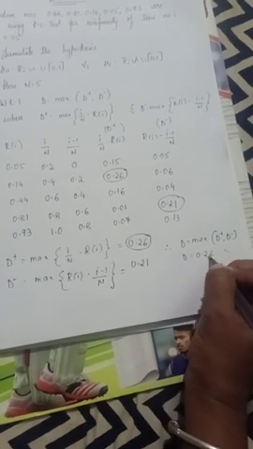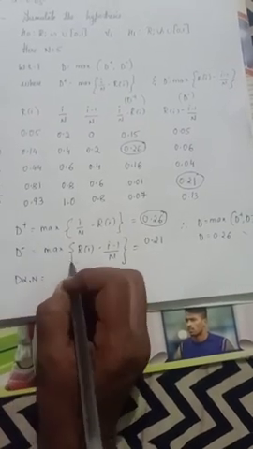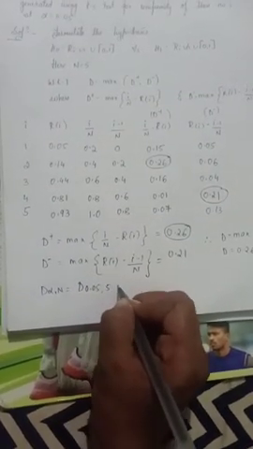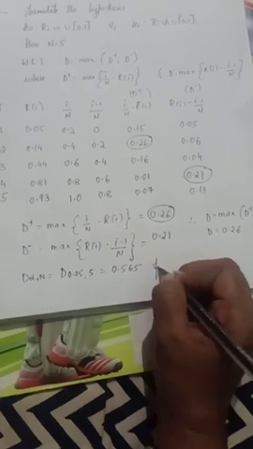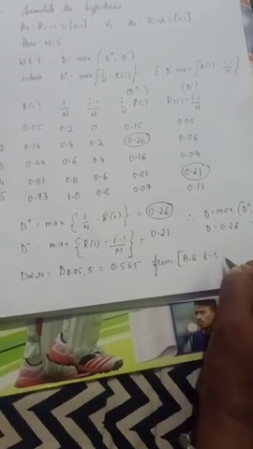Now we have to find D alpha comma n. We are already given the alpha value. What is the alpha value? 0.05. So D 0.05 comma 5 we will get as 0.565 from the appendix, the KS test table.